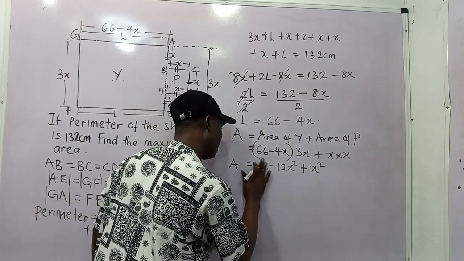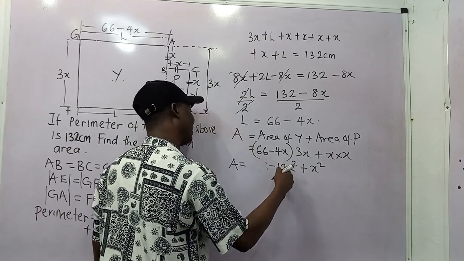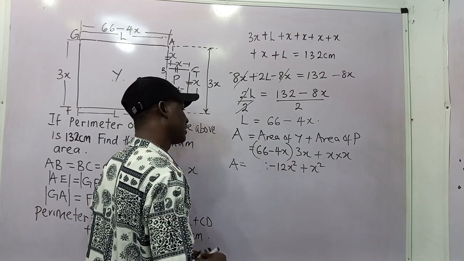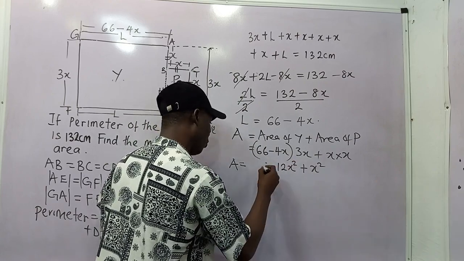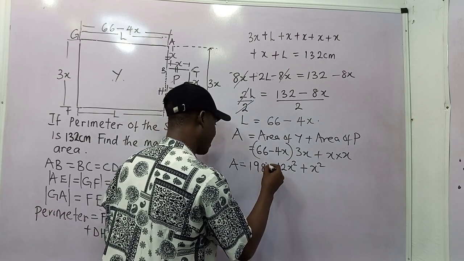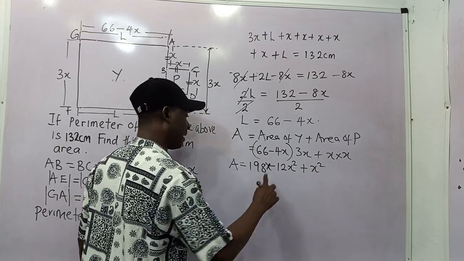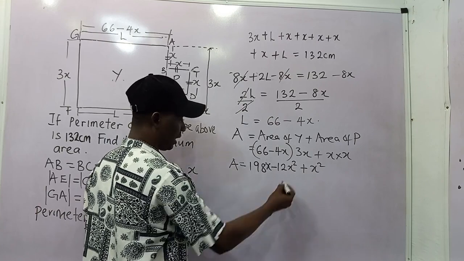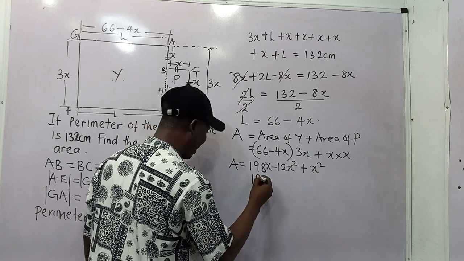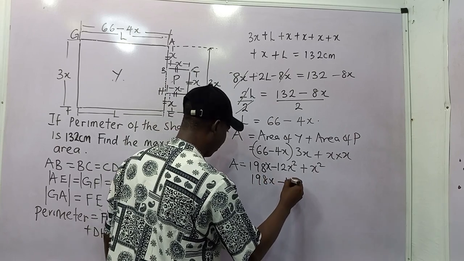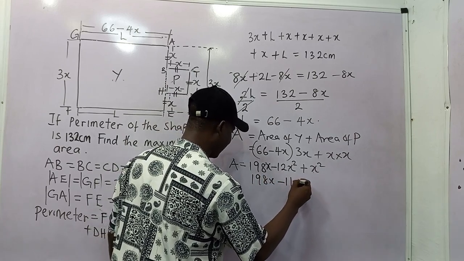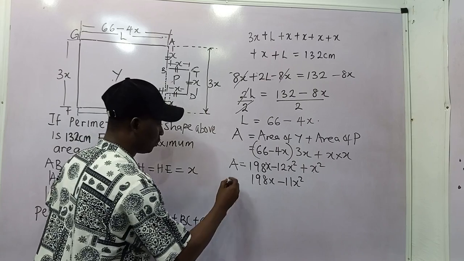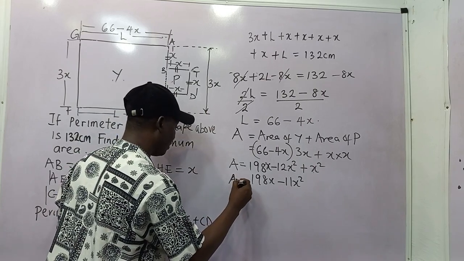Don't forget that we have to open up the bracket to get this. This times this is 12x squared. This times this, 66 times 3, will give us 198x. I think 198x, yes. If you open up the bracket, this is the right solution. Then this one can add up to give us 198x minus 11x squared. So this is our area.